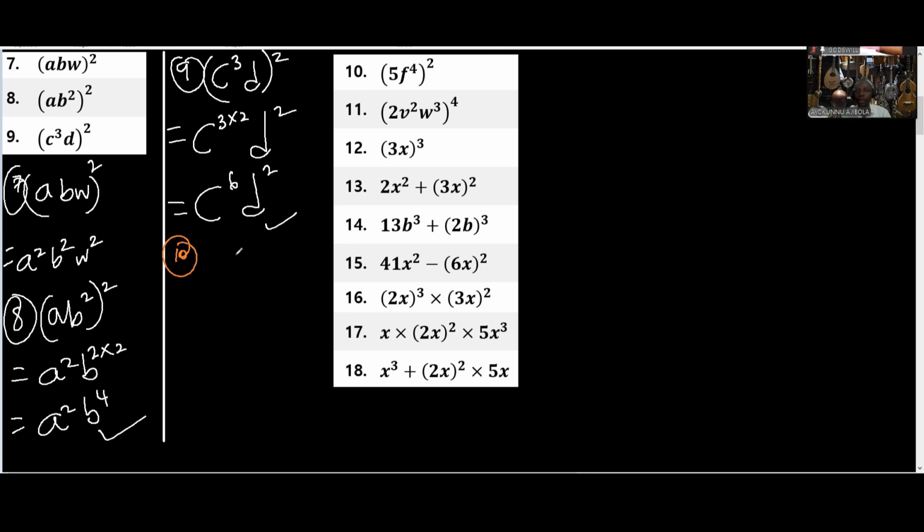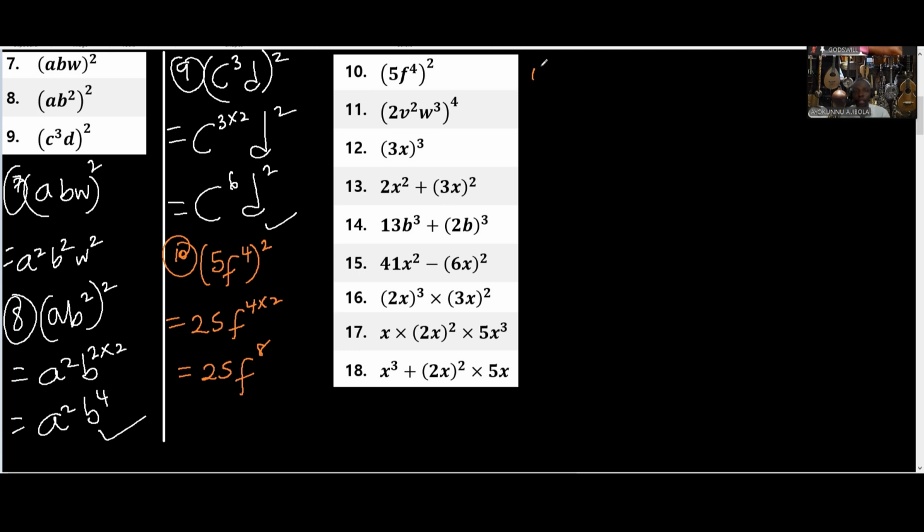Okay. Number 10, we have 5f raised to power 4, all raised to power 2. 5 squared is 25. Then f raised to power 4 times 2. This will be 25f raised to power 8.